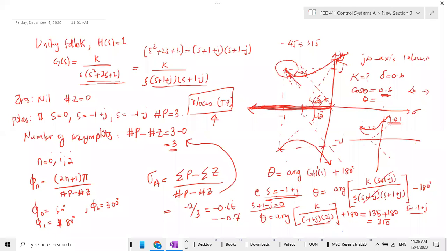When you're testing the root locus questions, do you only use the open loop transfer function? Yeah, we always use the open loop transfer function in formulating root locus.